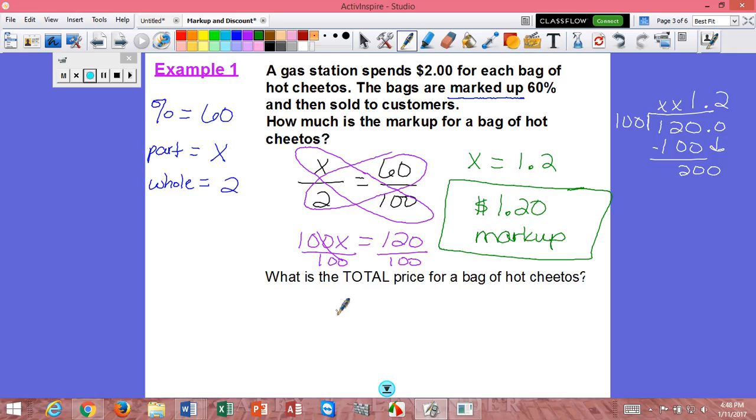Okay, so our next question asks, what is the total price for a bag of hot Cheetos? So keep in mind that a markup means the price increases. So that means that we have to add the markup to the original. So we have the original plus the markup. So that means we're going to have $2 plus $1.20.